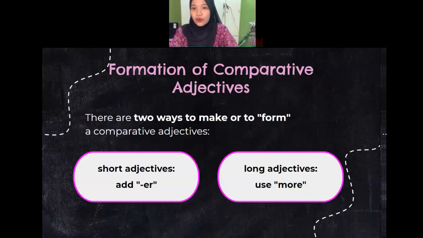So what is the formation of comparative adjective? There are two ways to form a comparative adjective. The first one is short adjective, where the rule is to add the er suffix at the end of the adjective word. And the second one is long adjective, where the rule is to use more before the adjective word.